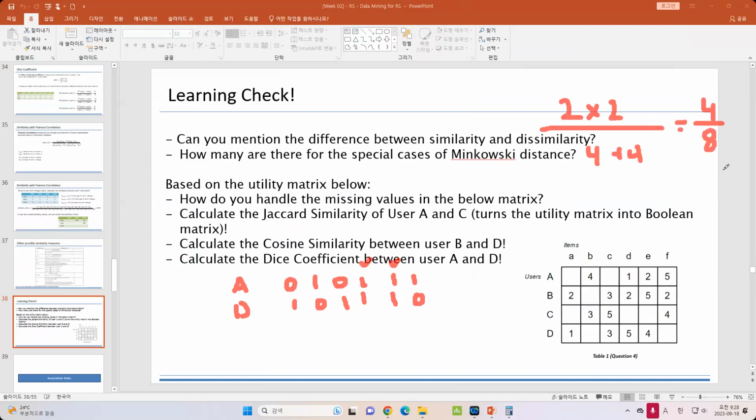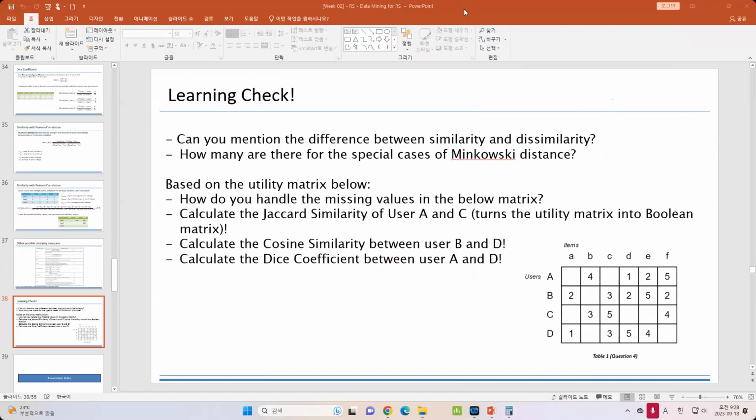Any questions? Okay, good. So I think you already know how to calculate this similarity.